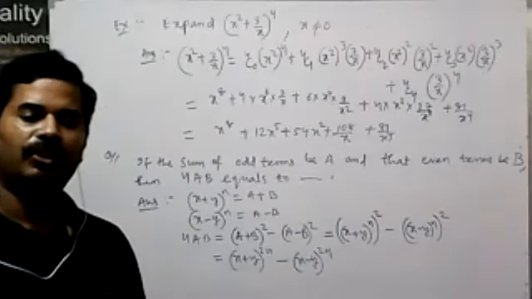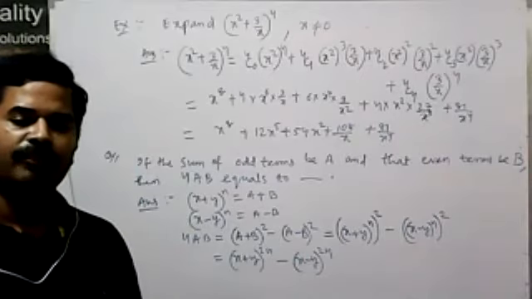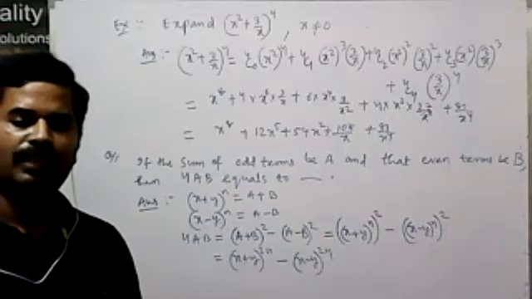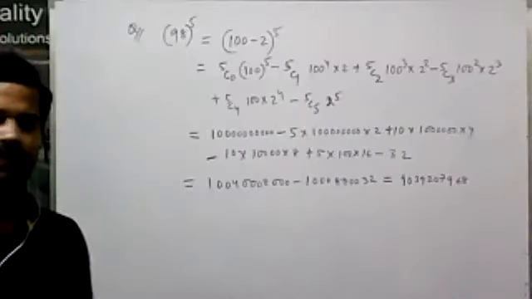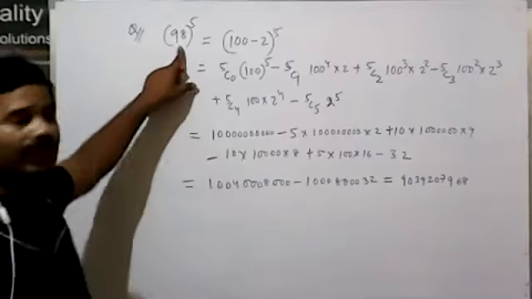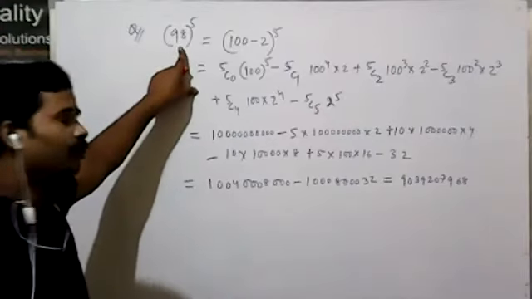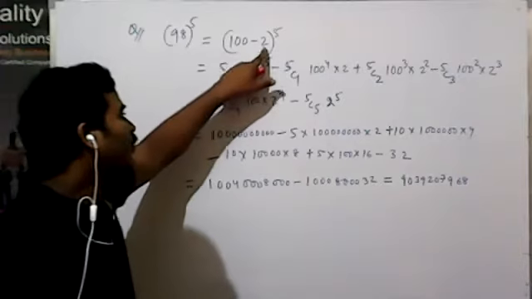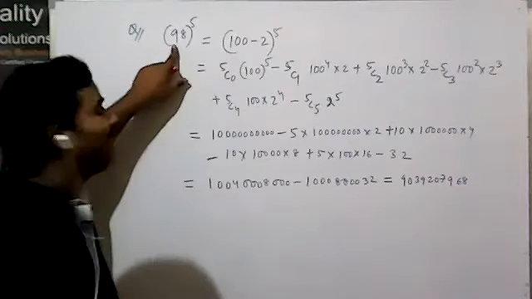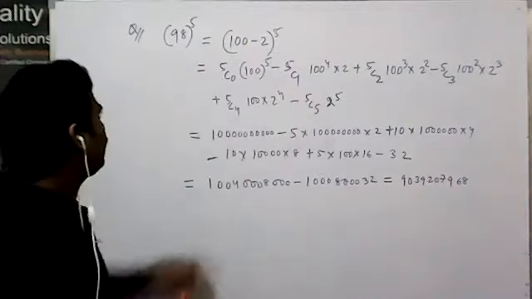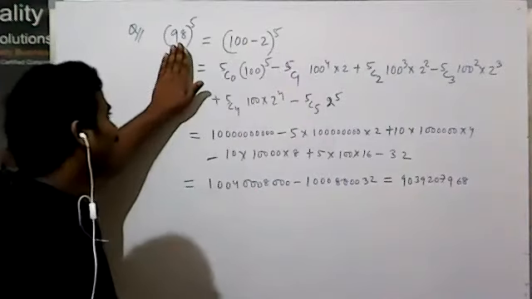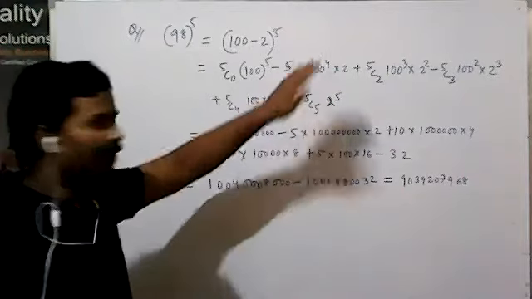Now we expand on the other concept. Means if a number is given, suppose 91 to the power 5, some concept is given. From that, what will we do? Like this here, 98 to the power 5, if you find out the value, is 100 minus 2 to the power 5. If 99 to the power 5 is given, then 100 minus 1 to the power 5. If 101 is given, then 100 plus 1 to the power 5.